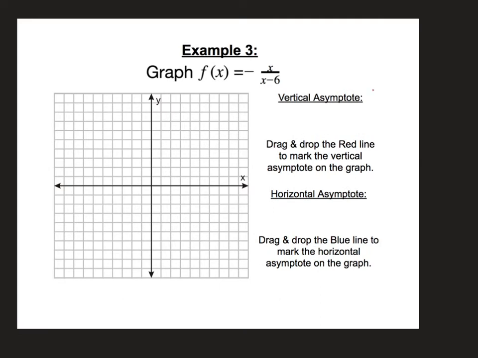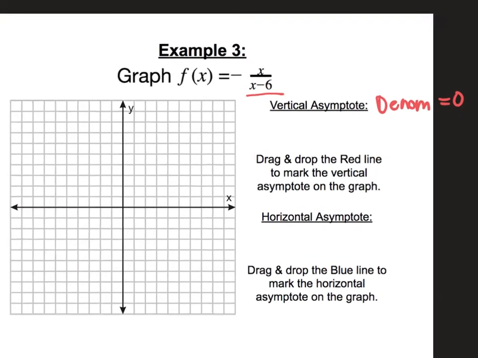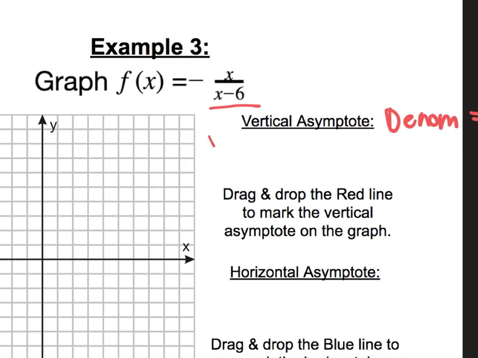And to do that, we're going to set our denominator equal to 0. My denominator for this one is x minus 6. So we're going to do x minus 6 equals 0. Again, to get x by itself, I'm going to add 6 to both sides. And when I do that, we get x equals 6.